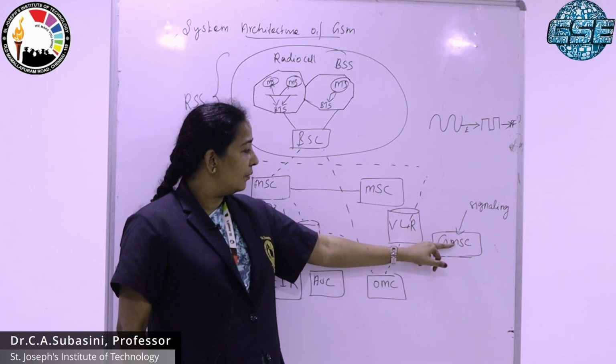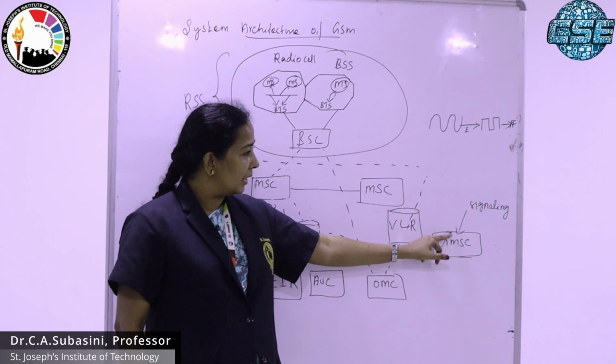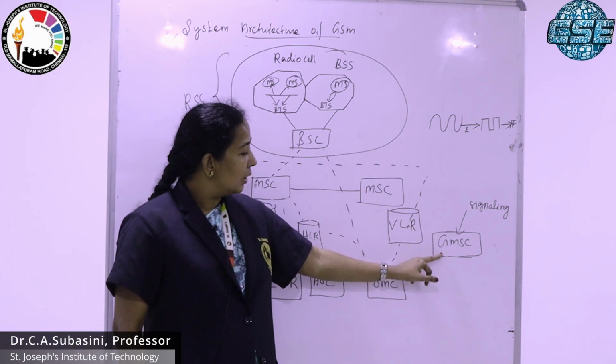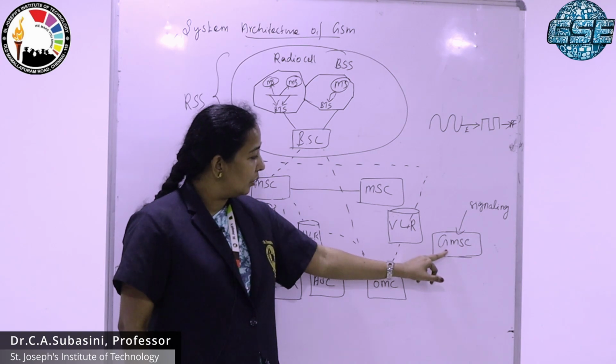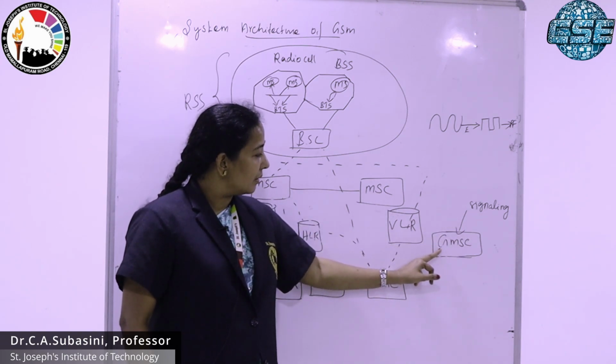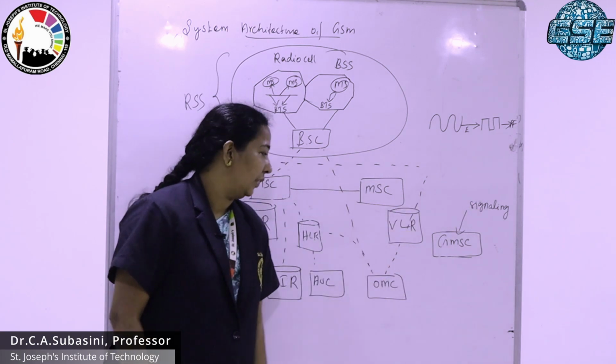Next we have the GMSC, the Gateway Mobile Switching Center. In the Gateway Mobile Switching Center, suppose any mobile visitor visits a particular place, all the information is sent to the next network.